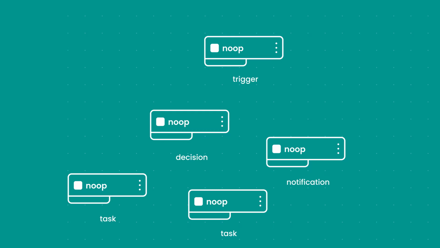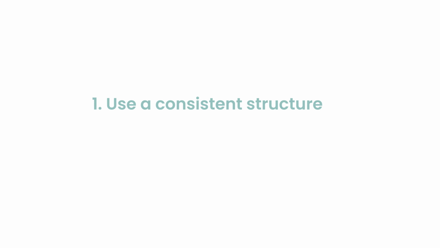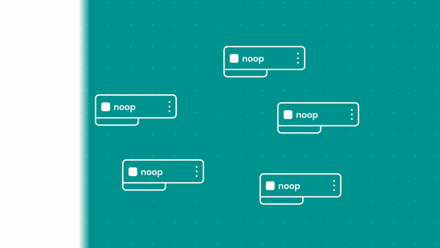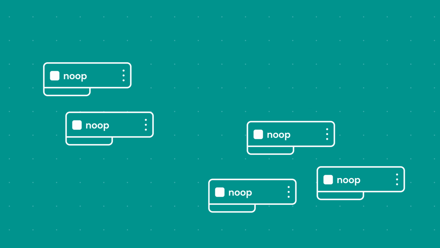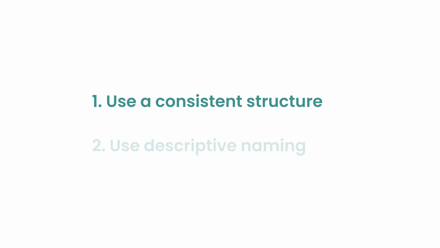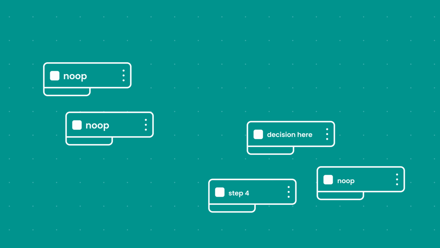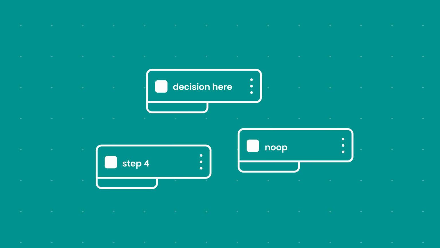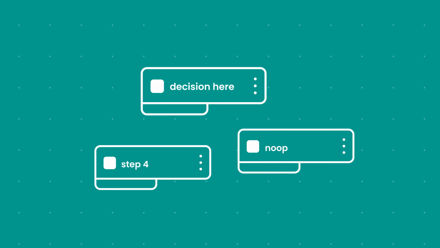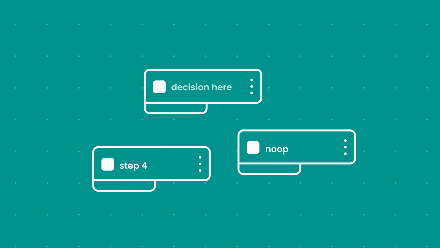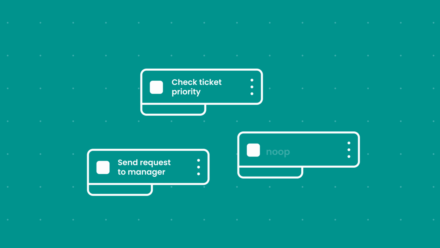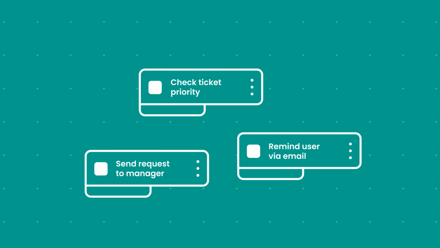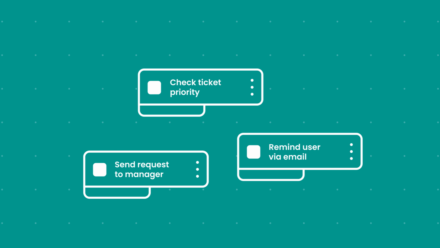Two things will help make your visual plan useful, not just for you, but for anyone who looks at it. First, use a consistent structure. Keep your layout clean and intentional. Whether it flows left to right, top to bottom, or is grouped by type, the key is that it reads clearly at a glance. Second, use descriptive naming. Each no-op step should describe what it's there for. Avoid labels like step 4 or decision here. Instead, write out what's actually happening, like check ticket priority or send approval requests to manager. Descriptive, action-oriented labels make the workflow easier to follow, easier to review, and much easier to build from.